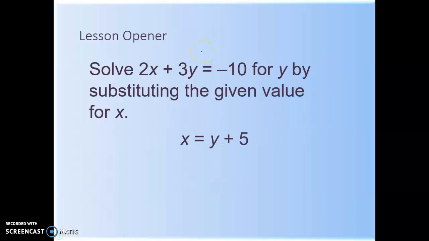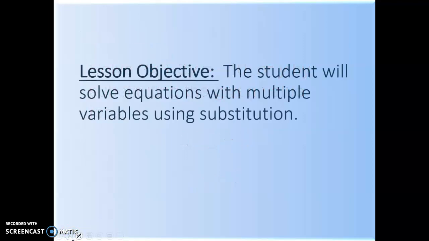Solve 2x plus 3y equals negative 10 for y by substituting the given value for x. X equals y plus 5. Just like before, when we substitute, we're going to use parentheses here. And instead of x, we're going to put y plus 5. And then we're going to simplify. To get rid of those parentheses, we would have to distribute. So we would take 2 times y plus 2 times 5. That gives us 2y plus 10. Then we start combining our like terms and isolating the variables so that we find out that y equals negative 4. So we can substitute known values for x, or we can substitute other variables.